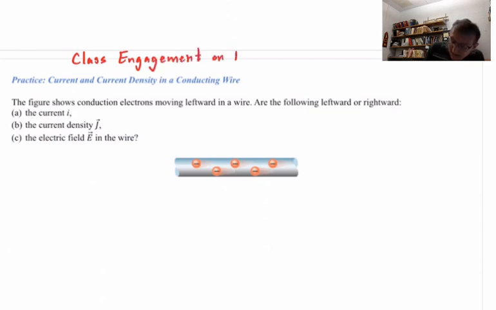And it goes like this. Current and current density in a conducting wire. We've got another figure here of a wire segment that's part of a bigger complete circuit. They're just not showing it. And in that segment, we have conduction electrons. Notice they're marked with a minus sign, and they're moving leftward in a wire. Electrons moving leftward. Here's the question.